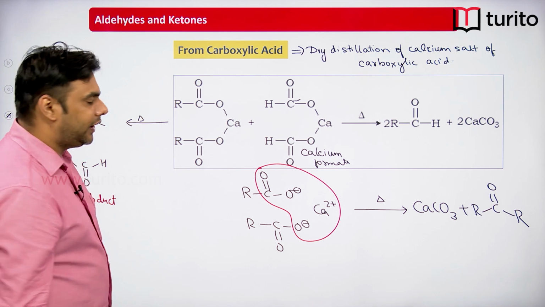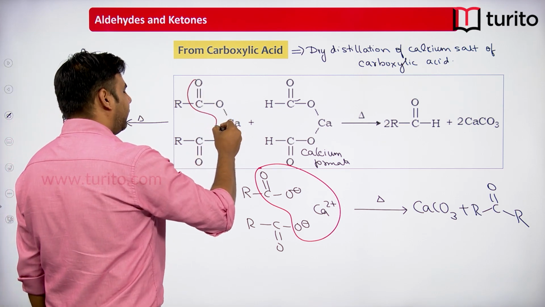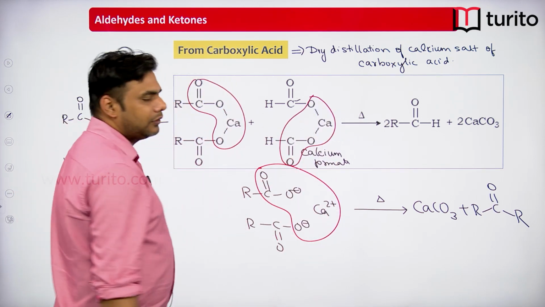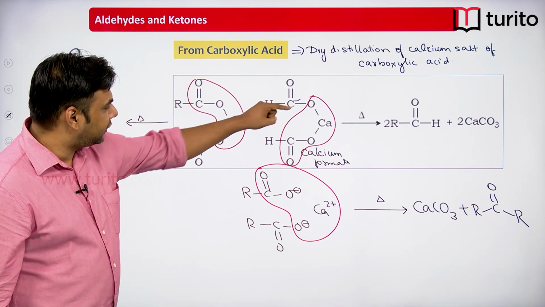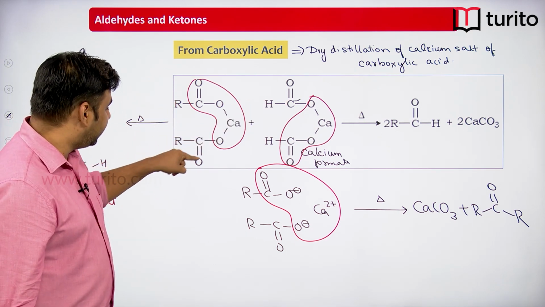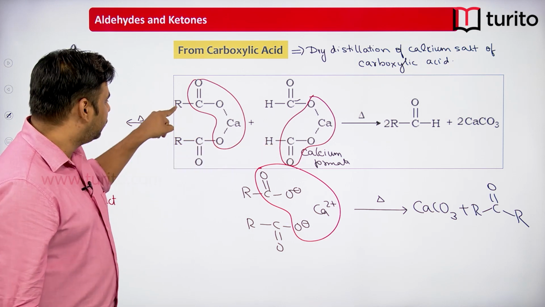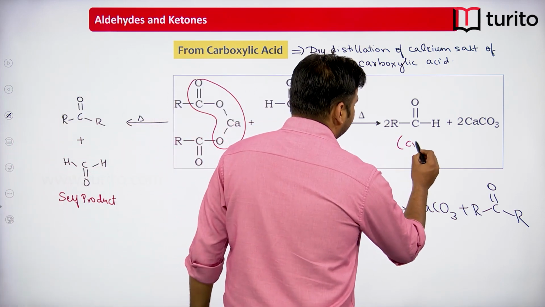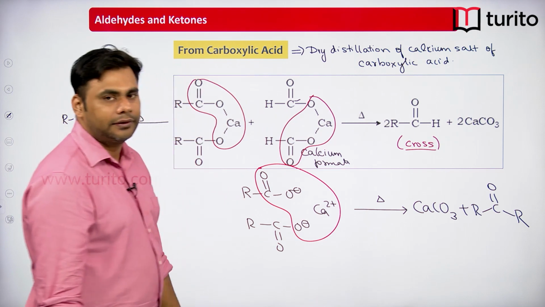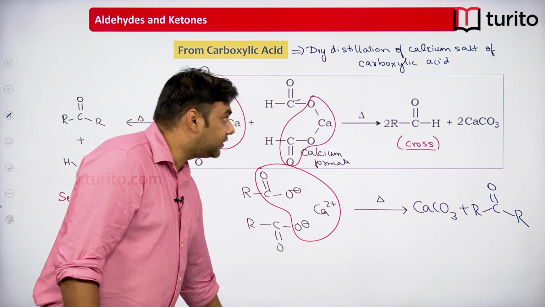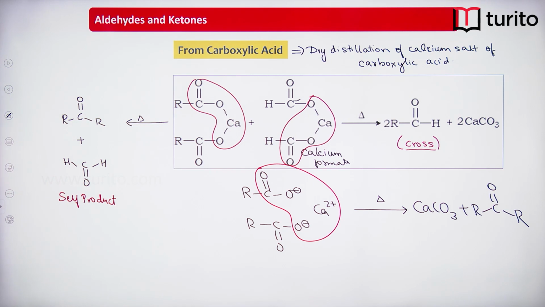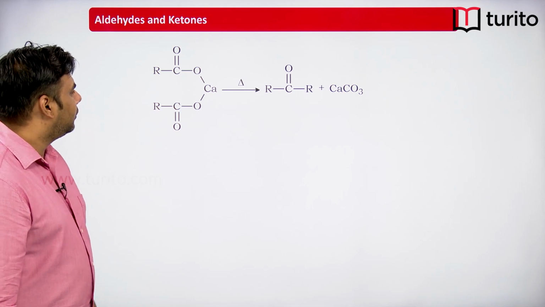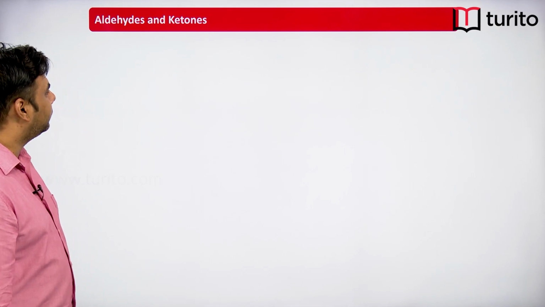Now there could be a cross product as well. So this calcium carbonate is going out. Similarly, this calcium carbonate is going out on dry distillation. So this R group gets attached to this carbonyl carbon. This RC double bond O group gets attached to this hydrogen. So we are basically going to form an aldehyde in that case. So we form 2 moles of aldehyde. So this is our cross product that can be obtained. Okay, so this reaction is known as dry distillation of calcium salt of carboxylic acid. So again we are having calcium salt heated, we will get calcium carbonate and a ketone.